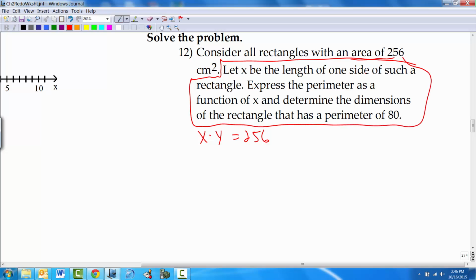So let x be the length of one side of such a rectangle. That's what I did. Express the perimeter. Stop. Hammer time. The perimeter is 2x plus 2y in this little scenario as well. All right, so express the perimeter as a function of x and determine the... okay, that's the next part. So express the perimeter as a function of x means I need to change y in terms of x.